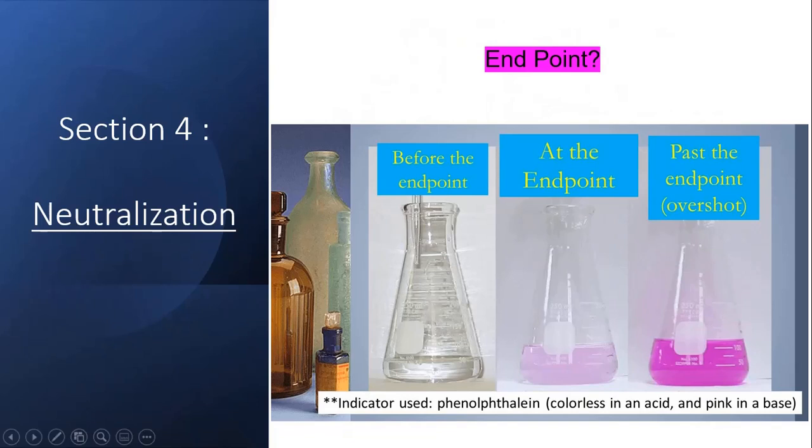What is the end point? Before the end point you have no color. At that end point you add a faint color. If you overshoot, or if you add a lot of base to the acid, it will be the dark color, or past the endpoint. Indicator used here, we use phenolphthalein. How did I know? Because it's pink in the basic solution and it's colorless in the acid.